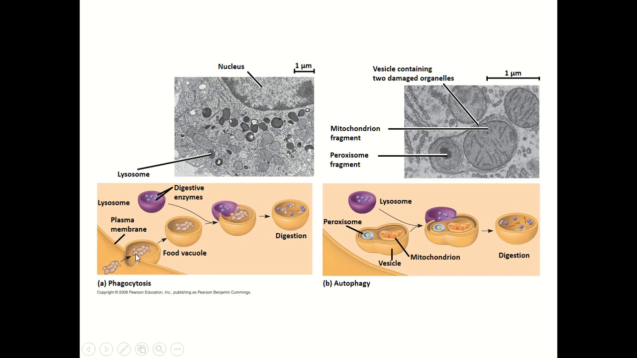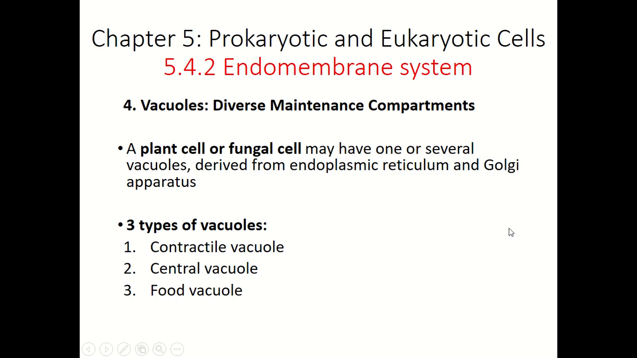The food vacuole that contains the food from the process of phagocytosis will fuse with a lysosome, and the digestive enzymes of the lysosome will help to digest the food inside the food vacuole. The other process is known as autophagy, in which the lysosome will fuse with organelles that are damaged, and digest the damaged organelles.